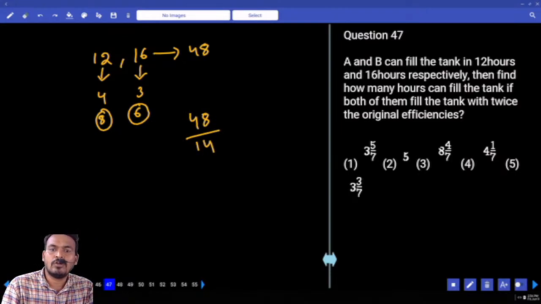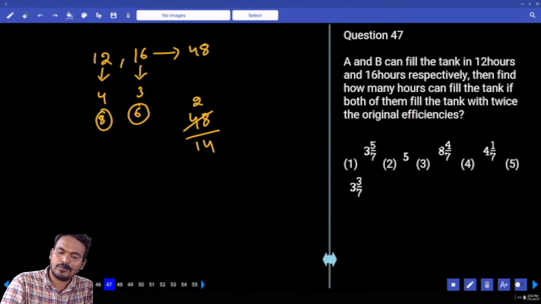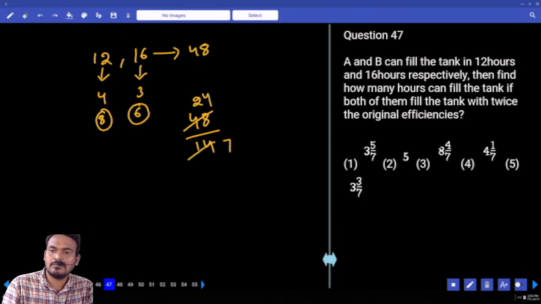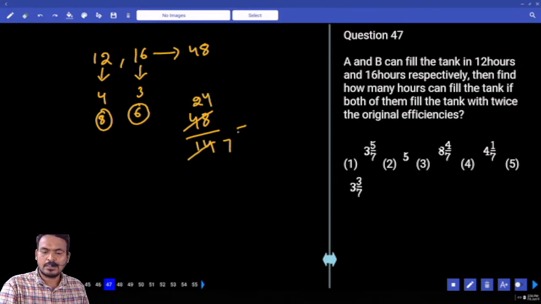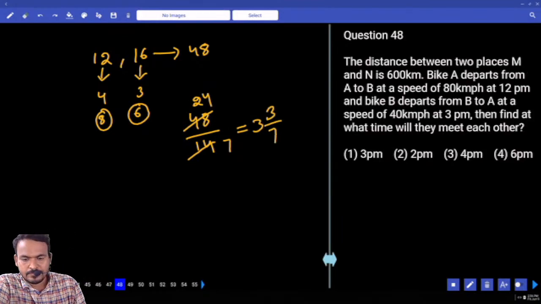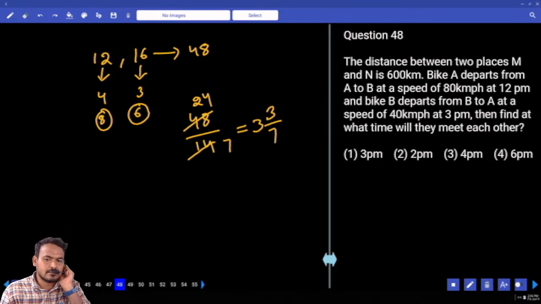48 by 14. 2 how many times? 24. 2 how many times? 7, or not? 24 by 7. 3 by 7 days, or not? Next question number 48. When efficiency is doubled, time will be halved, or not?